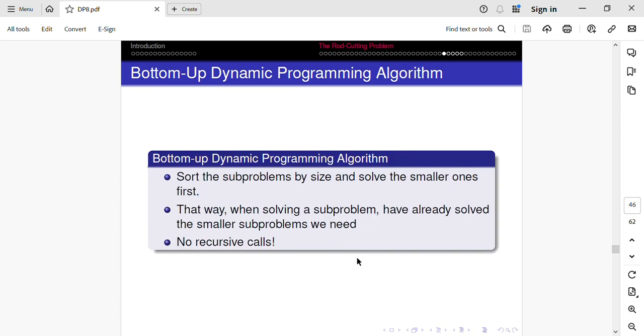bottom-up dynamic programming algorithm. Here we sort the subproblems by size and solve the smaller ones first. In this way, whenever you encounter a subproblem, whatever subproblems it will be calling, those are already solved.